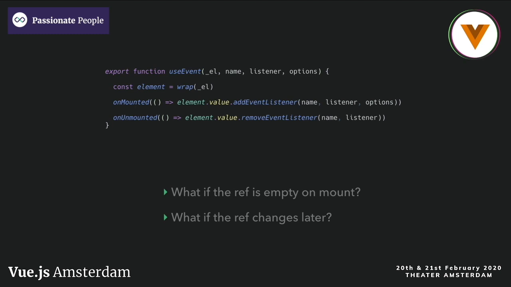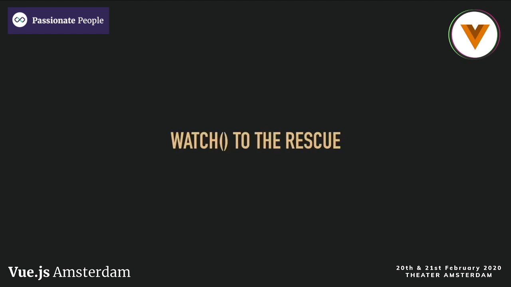What if the ref changes later because you had a key on it and it's in a list, or because it was there, but then because of a v-if it disappeared, and then you reintroduced it again? It's a fresh element. The event listener is gone. And so watch can come to the rescue here, because often, instead of using lifecycle hooks, we can now use a watch very easily. We can do this.